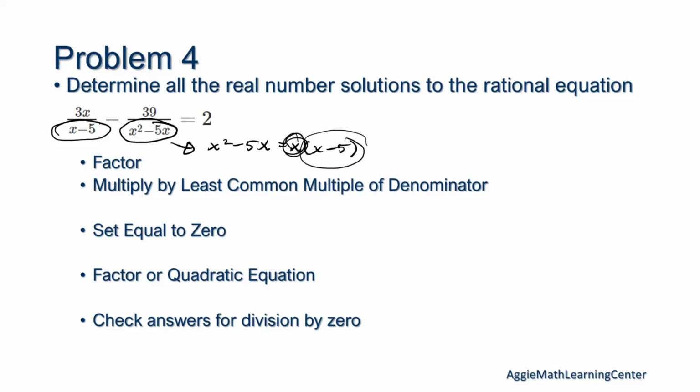So let's do that. And then the 2 doesn't have a denominator, so we have to multiply it by the entire denominator.